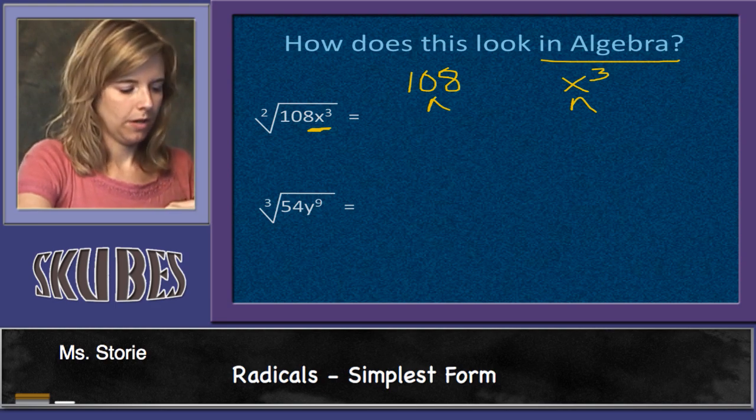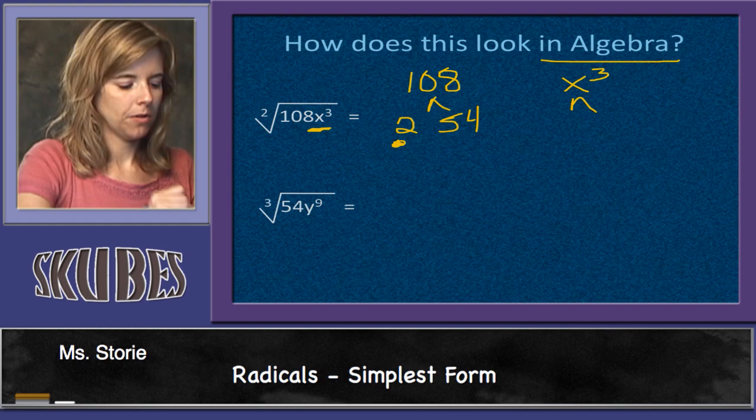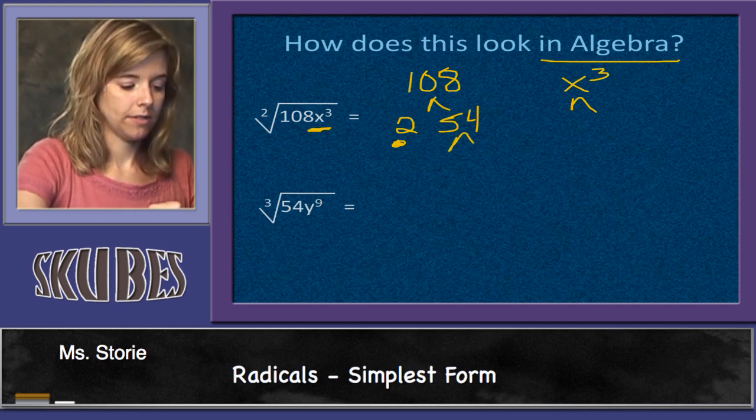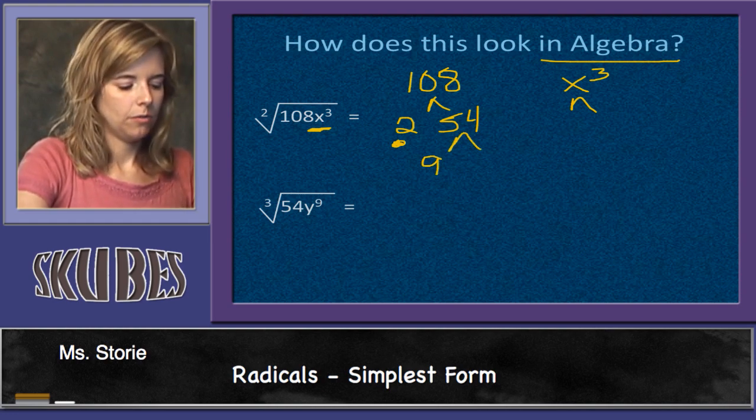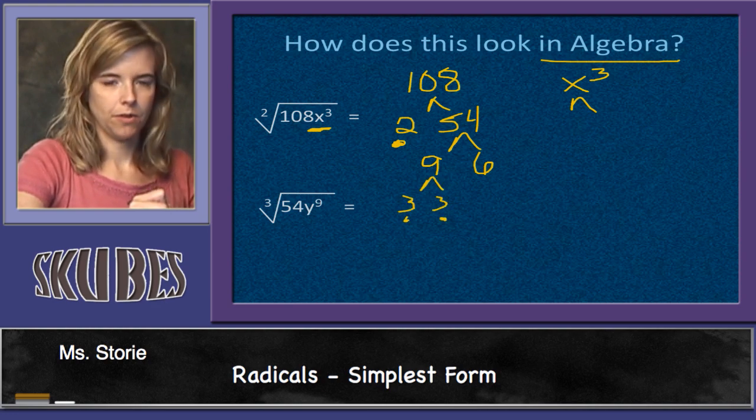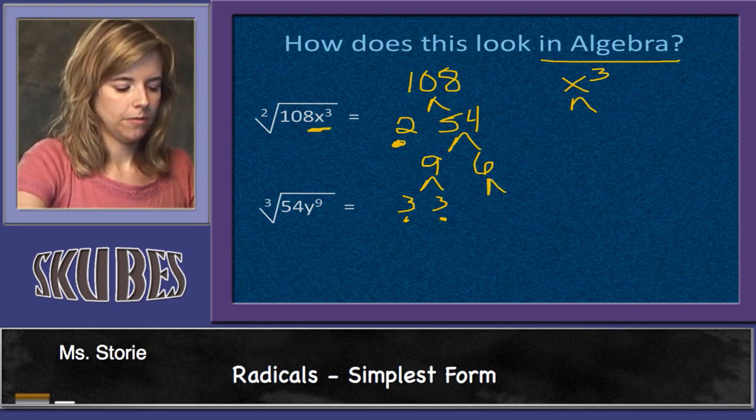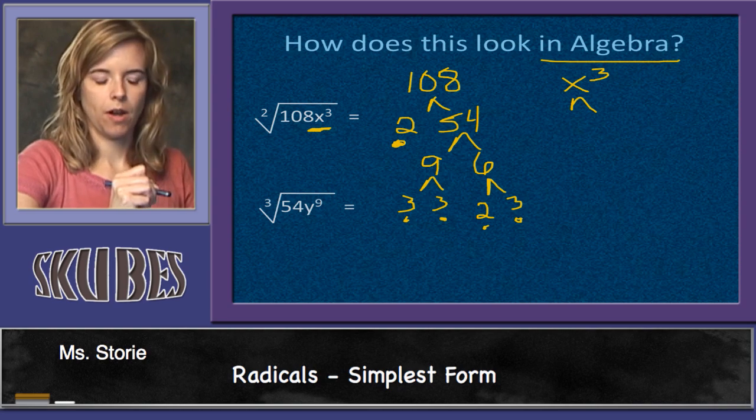So breaking down 108, we can break it down into 2 times 54. 2 is a prime number, so we can just stop there. 54 is not prime. We have to break it down. And we can do 9 times 6. 9's not prime. Let's break them down. Now we have 2 prime numbers, 3 and 3. 6 is not prime, so let's break them down again. And we have 2 and 3. And those are both prime.